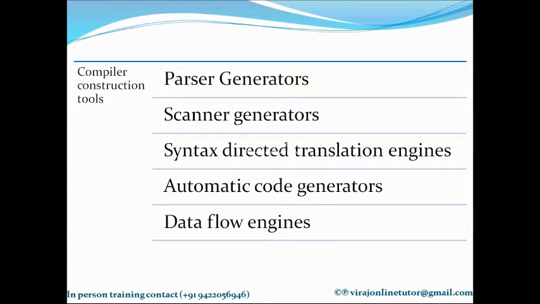Largely, they are oriented around a particular model of languages, and they are most suitable for generating compilers of such languages. Okay. So the compiler construction tools are as follows, which I have on my slide. These are the different compiler construction tools. I'll explain all of these. The first is parser generators. Parser generators produce syntax analyzers. I repeat, parser generators produce syntax analyzers and normally take input based on context-free grammars.